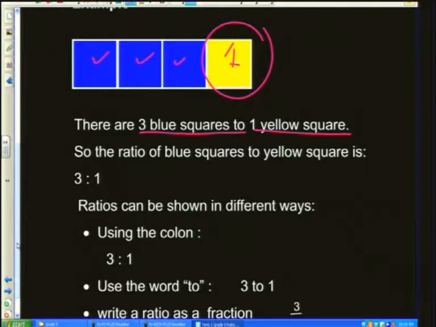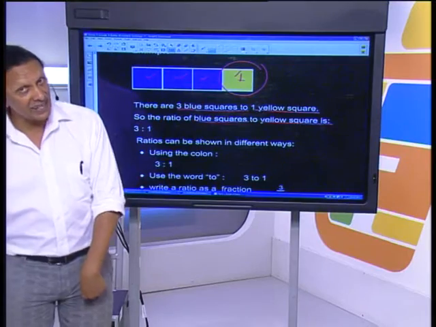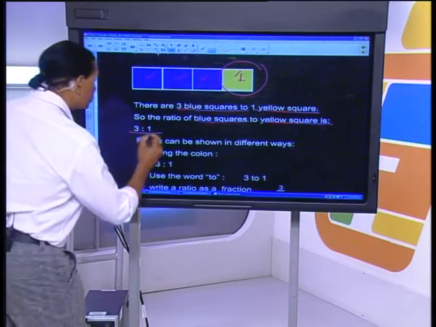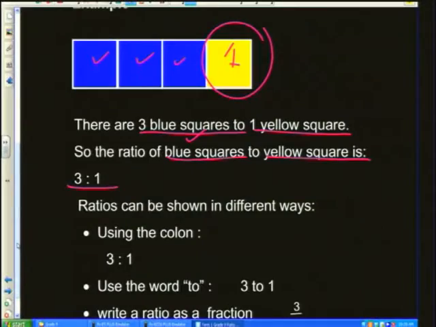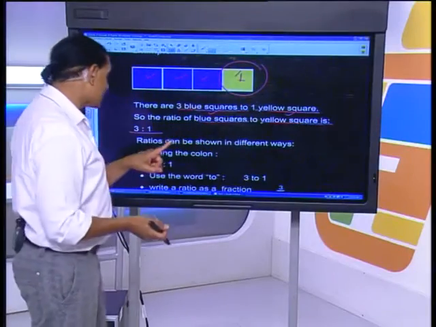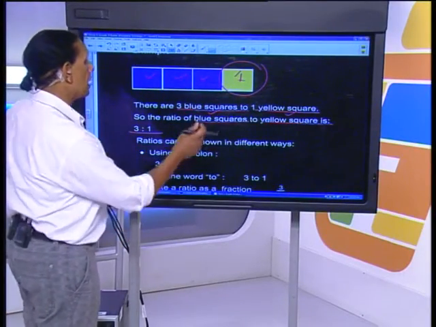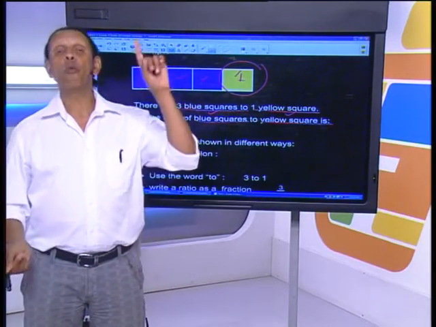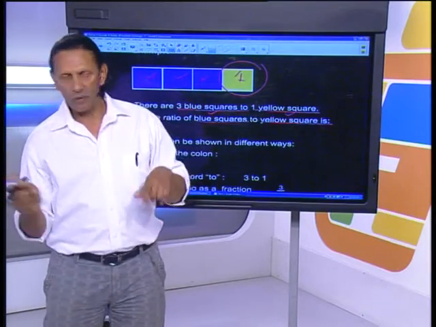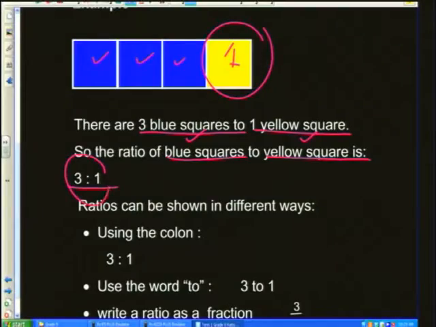If I say the ratio of blue squares to yellow, so I mentioned blue first and yellow second, then I must say 3:1. 3 represents blue because blue was mentioned first. Then you write the 1 because the 1 is mentioned second, and it represents the yellow. If I said yellow to blue, then it would have been 1:3. Is it clear?